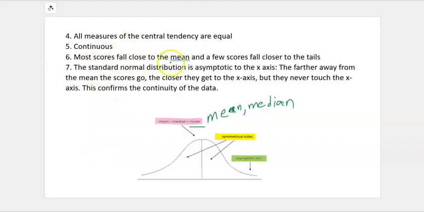Most scores fall close to the mean, and a few scores fall closer to the tails. So the tails are here. Here there are fewer scores, and there are more scores close to the mean. The standard normal distribution is asymptotic to the x-axis: farther away from the mean, the closer it gets to the x-axis, but it never touches the x-axis. Of course, that is common sense. So the bell curve goes far away from the center, and it will never touch the x-axis.